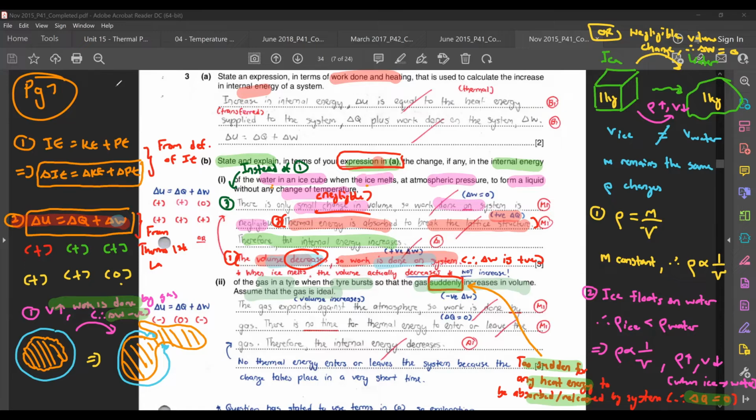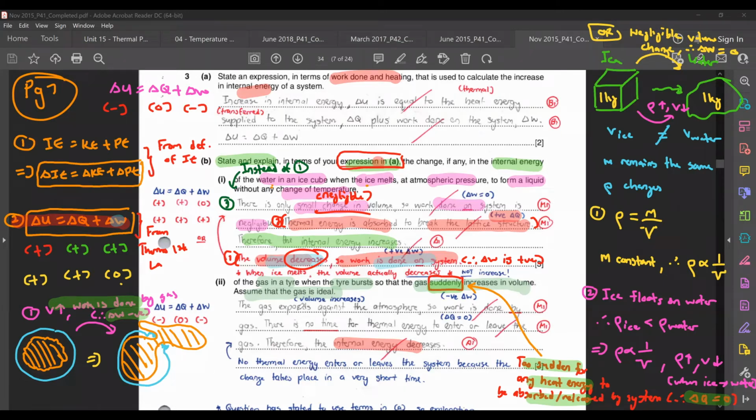If I say that delta U is delta Q plus delta W, my work done is negative. My heat supply is 0. So my internal energy change is negative. It's going to be a decrease. So you could say that your internal energy is decreasing. But look at your answer. The answer that's written in pencil again is slightly different.